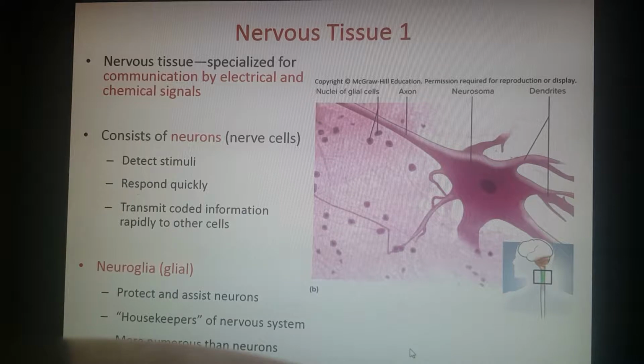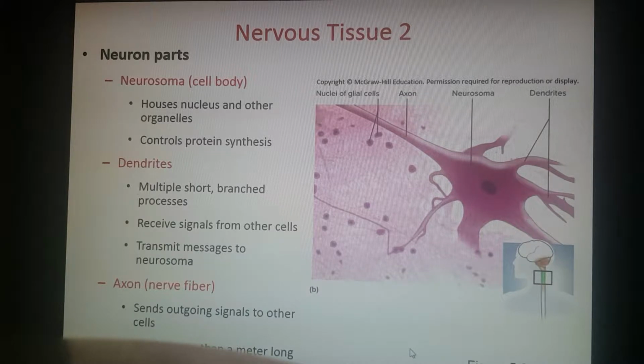The other type of cell in nervous tissue are called your neuroglia. They're actually more numerous than your neurons, so there's way more of them. Their job is to protect and assist the neurons, and they kind of work as the housekeepers of the nervous system. Unfortunately, because they are small and we still don't know exactly what they do, we're still learning about them. But we do know a lot about our neurons.